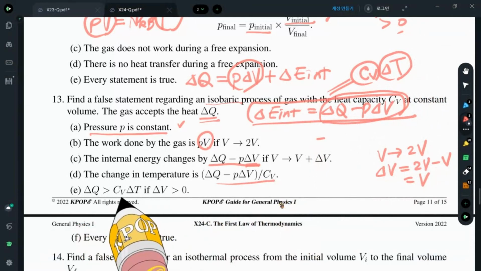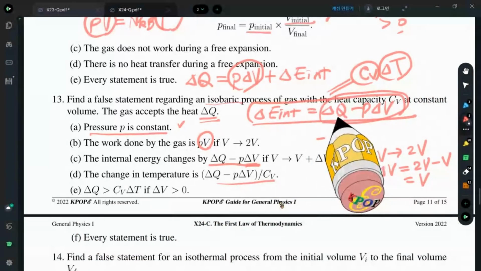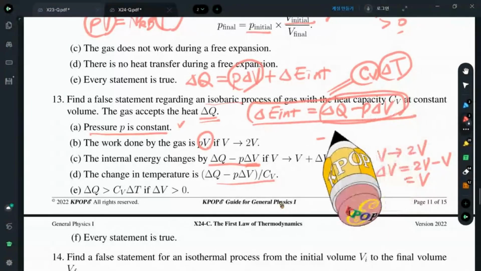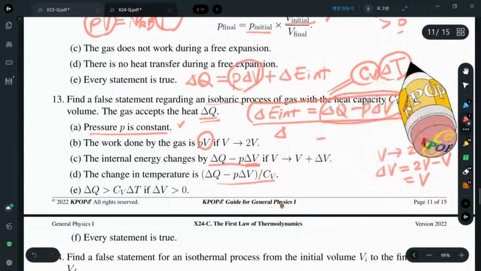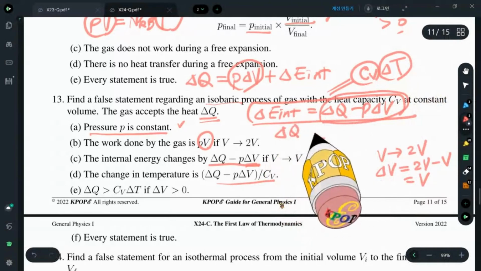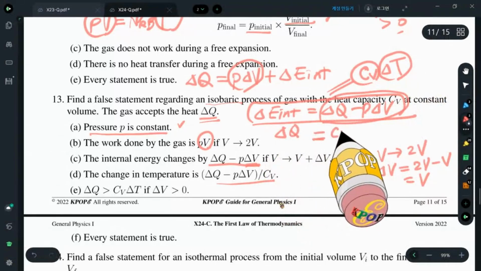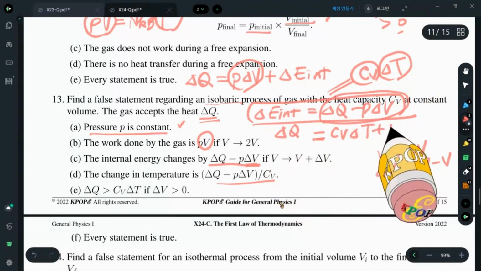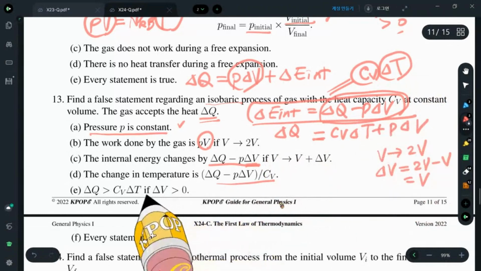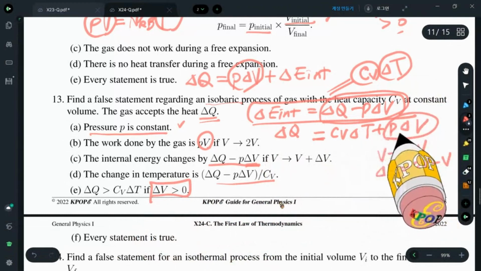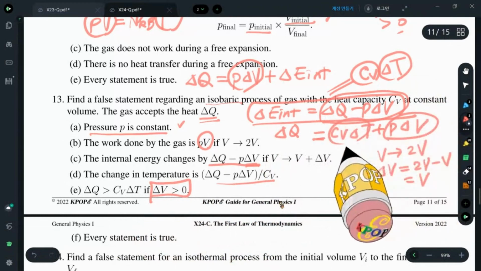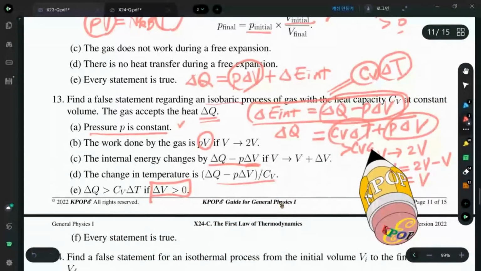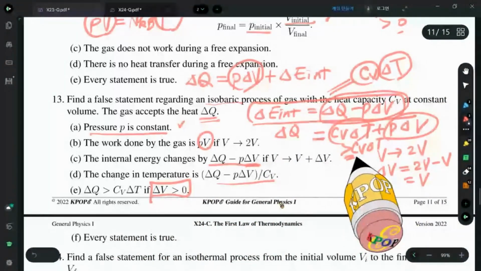Delta Q is greater than CV delta T. From this expression, delta Q equals CV delta T plus P delta V, and if delta V is positive, this is positive, so delta Q is always greater than CV delta T. Okay.